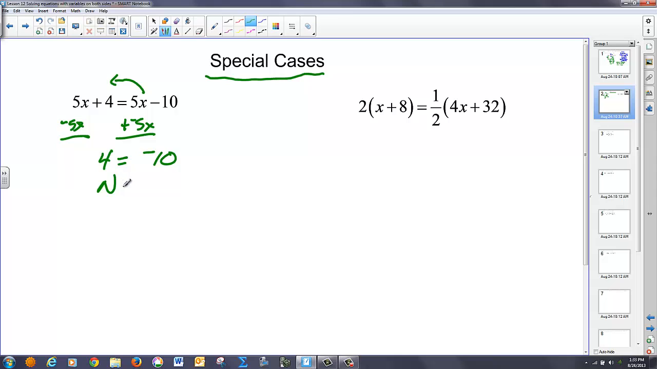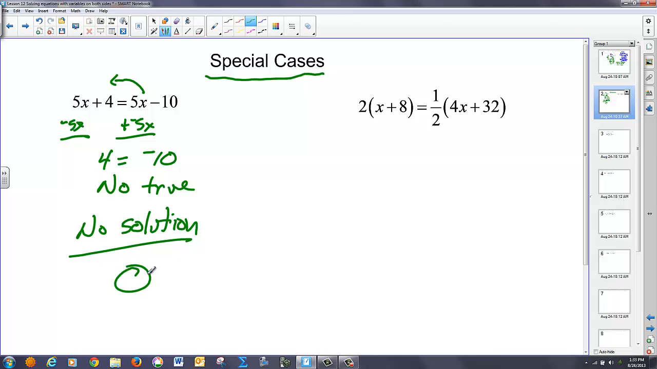We know this is not true. So what this says is there's no solution. In other words, no value of x will make the two sides of the equation equal. Another way to write no solution is like a 0 with a line through it. That works as well. Now let's look at the equation over to the right.